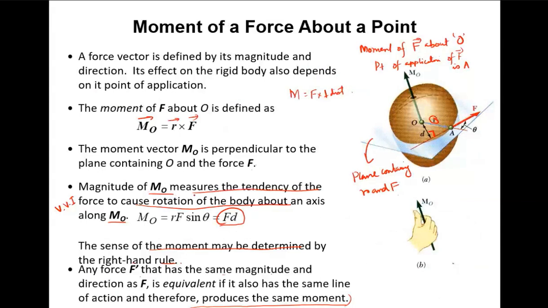Magnitude of MO measures the tendency of the force to cause rotation of the body about an axis along MO. Tendency of rotation of body along axis of MO.